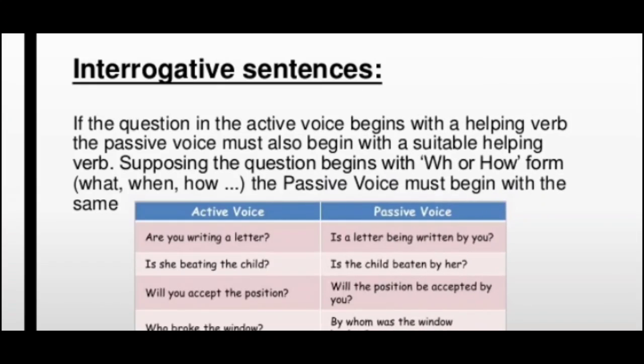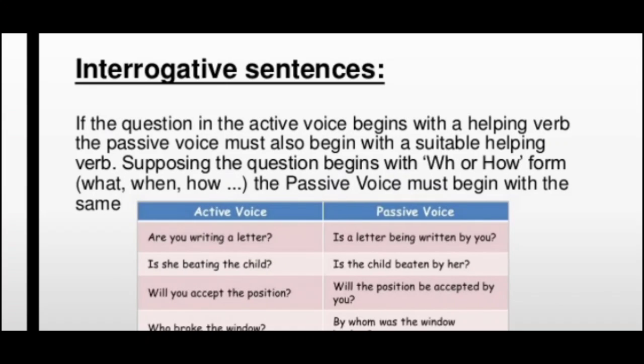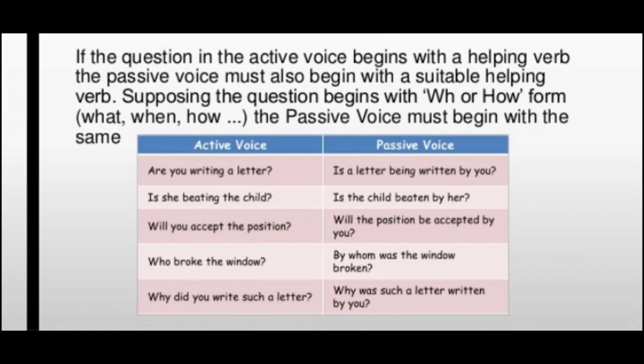Suppose the sentence is an interrogative sentence. If the question in the active voice begins with a helping verb, the passive voice must also begin with a suitable helping verb. Supposing the question begins with a WH or how form, what, when, how, then the passive must begin with the same. So look at the tabulation here, children.